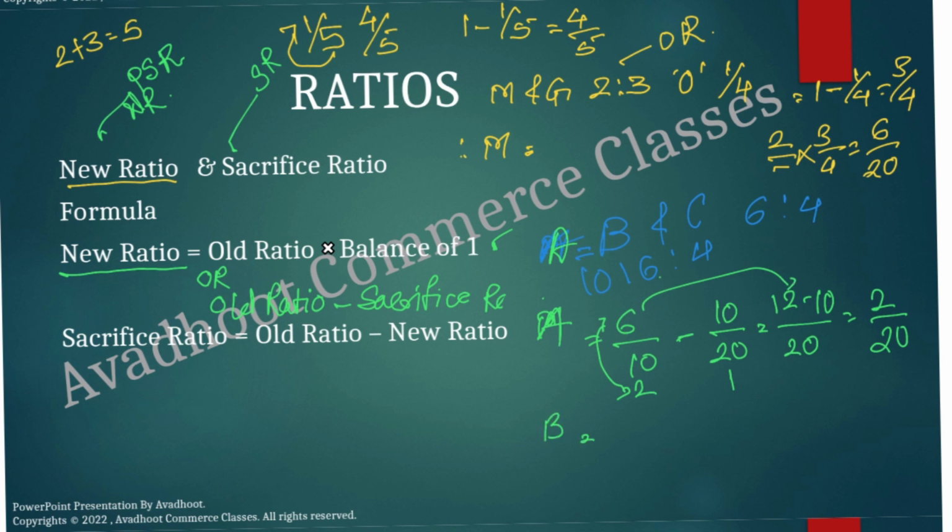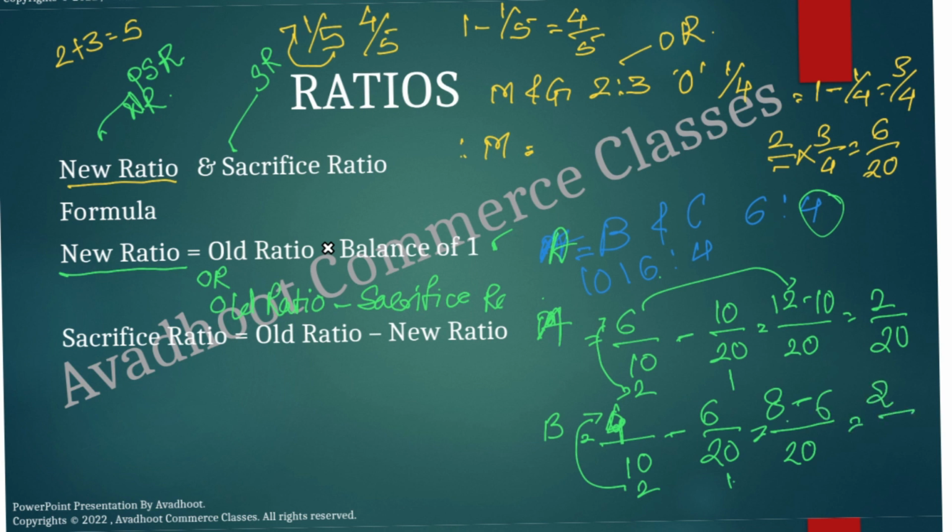About B, the same. Here B's ratio is what? Old ratio is 4, so 4 upon 10 minus 6 upon 20. Is it there? Therefore, 10 2s are 20, 20 1s are 20. Again here 2 4s are 8 minus 6 1s are 6. Therefore 8 minus 6, it comes 2 upon 20. Therefore sacrifice ratio is equal to 2:2.